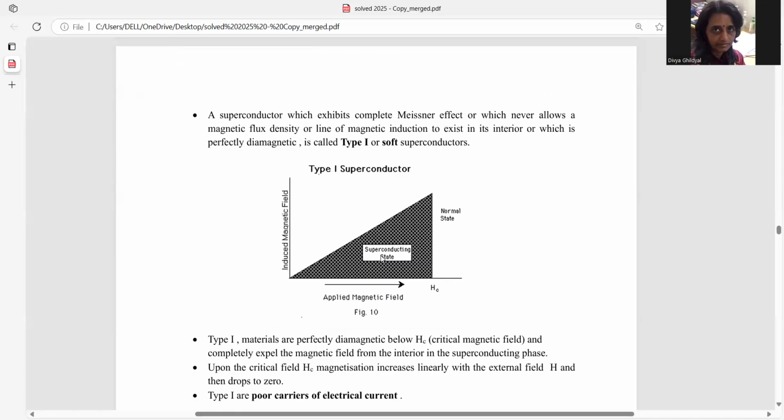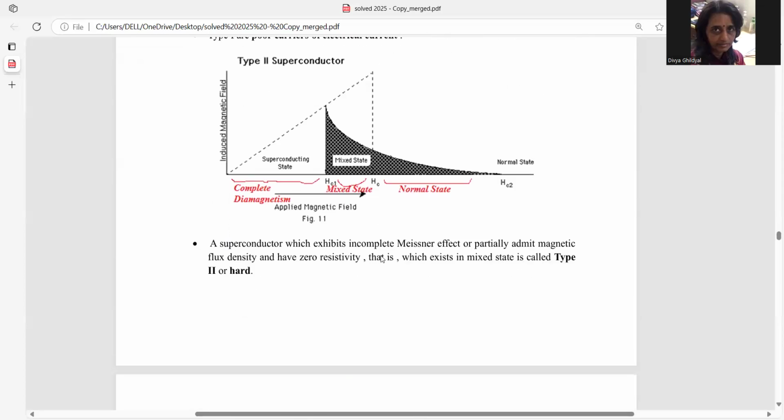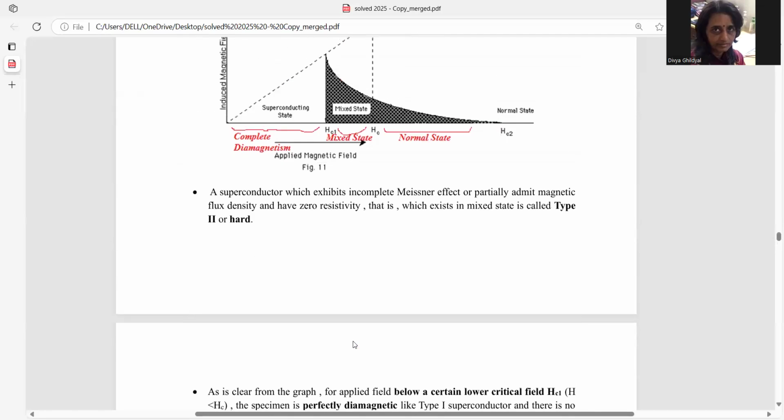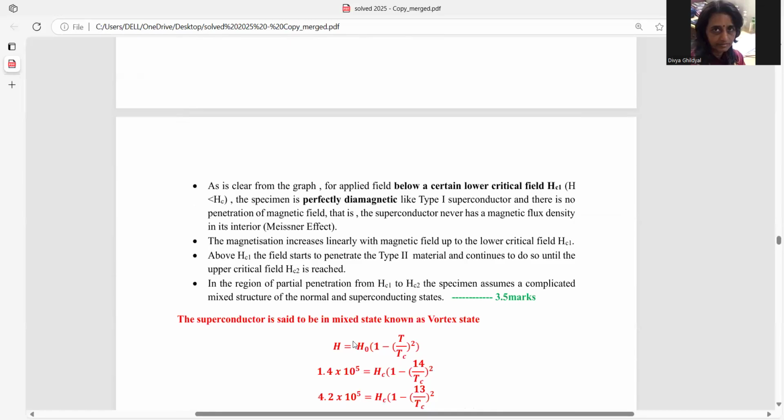They are soft superconductors. They are single elements. They carry poor electrical current. And for type 2 also, draw the diagram. So these diagrams itself, if you draw them properly, you can fetch easily 4.5 to 5 marks. Show the mixed state, complete diamagnetism, normal state. Tell type 2 are hard, type 2 are alloys, or they are a combination. Type 2 consists of 3 types of magnetic fields, and type 2 are not fully reversible.